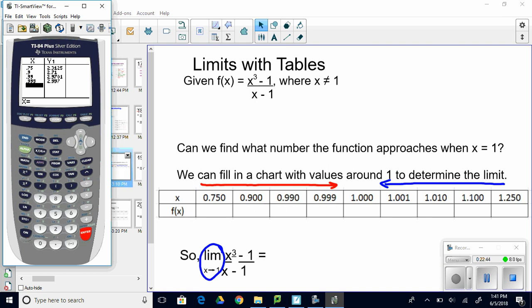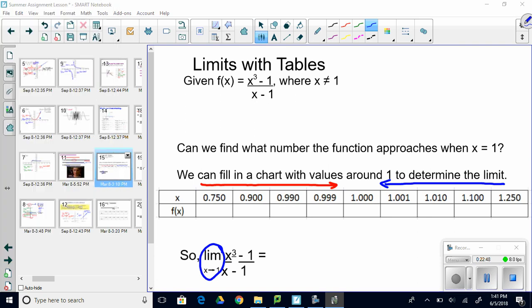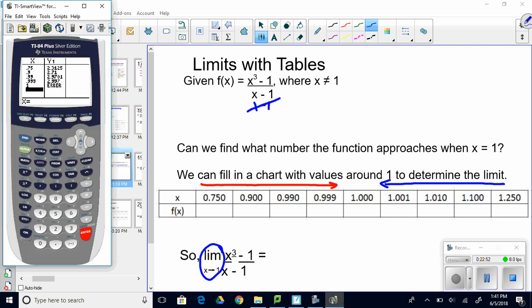So if we type in 1, it doesn't work. 1 has an error because 1 minus 1 is 0, and 0 cannot be on the bottom. So 1 doesn't exist.